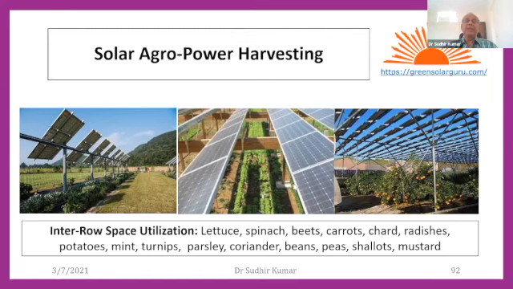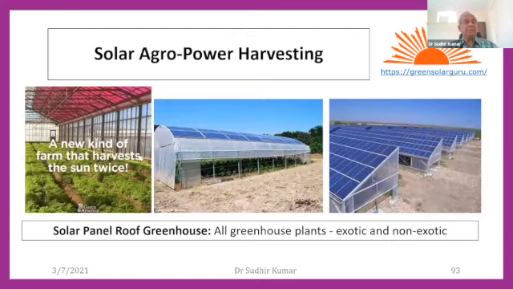Now, the same thing can be done with the solar agro power harvesting. If you have the roof of a greenhouse, this can be done very easily. If the roof of the greenhouse has solar modules, and below that you have crops. Pune has so many greenhouse farming operations going on. They can have this, and solar panels are now less costly, so it can be used. In the greenhouse they are growing exotic and non-exotic vegetables and fruits.